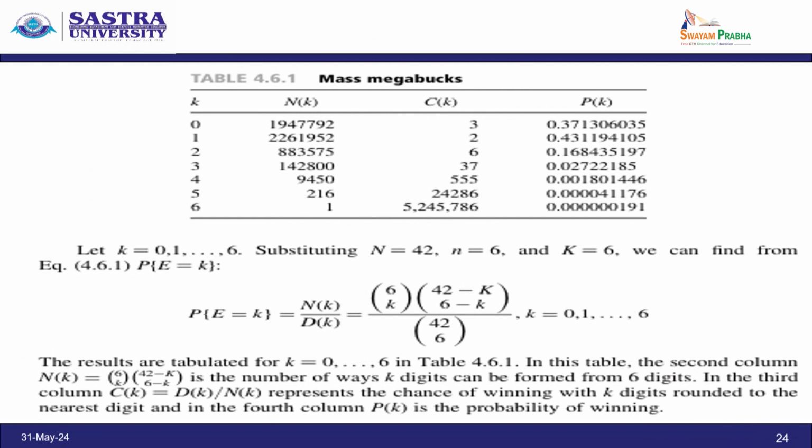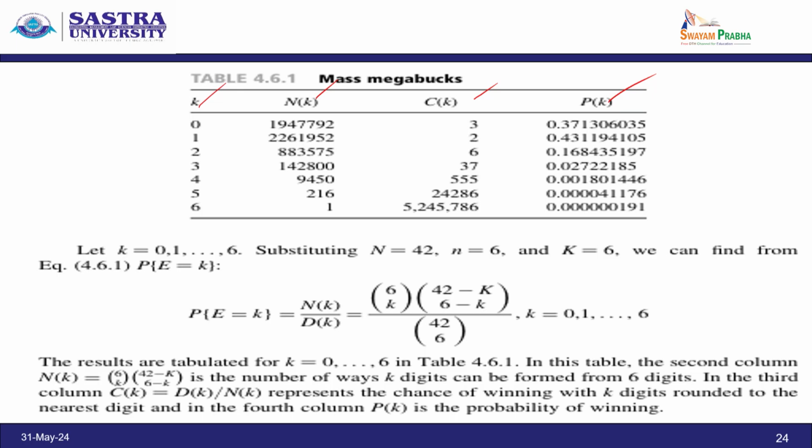So, the probabilities for Megabucks are calculated like this, with columns k, N of k, C of k and P of k. The second column, N of k, is calculated with the help of 6Ck into 42 minus k C 6 minus k. Then C of k is D of k by N of k, and the fourth column, P of k, is the probability of winning, that is N of k divided by D of k. So, this is the meaning of k, N of k, C of k and P of k.